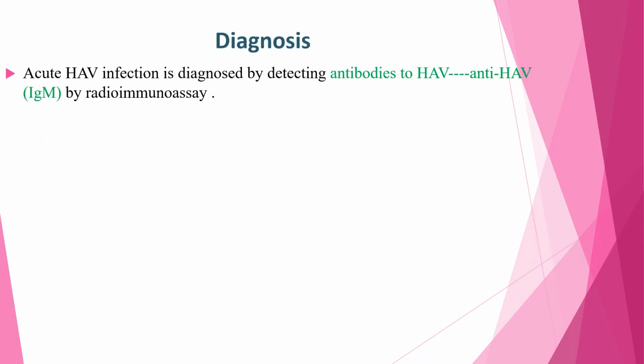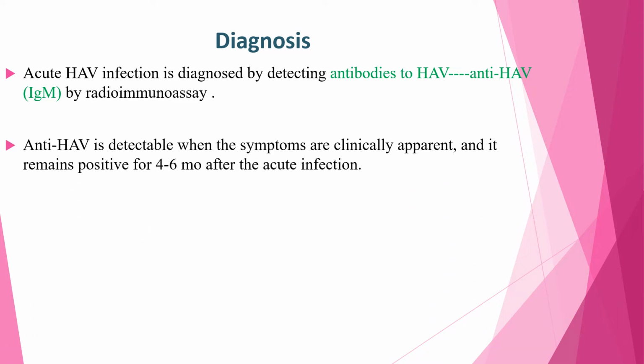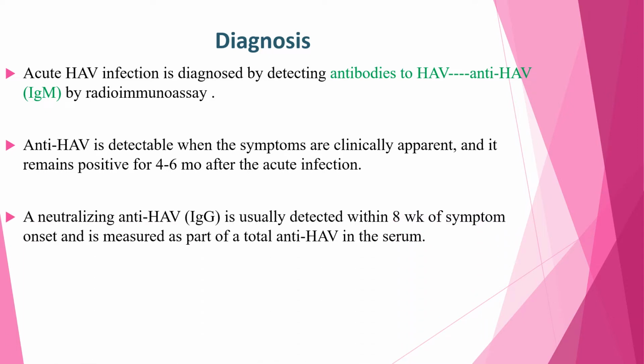Regarding diagnosis of hepatitis A virus, acute infection is diagnosed by detecting antibodies to hepatitis A virus, anti-hepatitis A virus IgM. Anti-hepatitis A virus IgM is detectable when the symptoms are clinically apparent, and it remains positive for 4 to 6 months after acute infection. A neutralizing anti-hepatitis A virus IgG is usually detected within 8 weeks of symptom onset, and it is measured as part of the total anti-hepatitis A virus in the serum. Anti-hepatitis A virus IgG confers long-term protection.